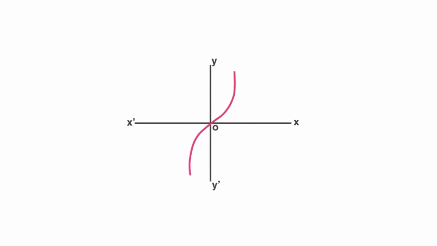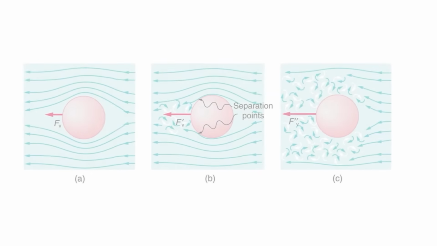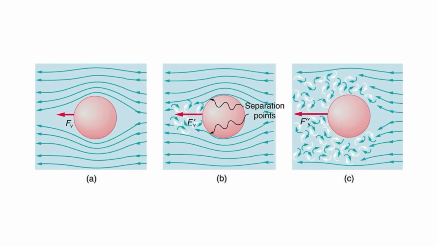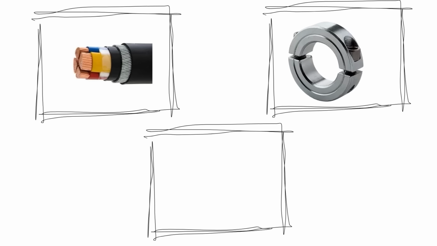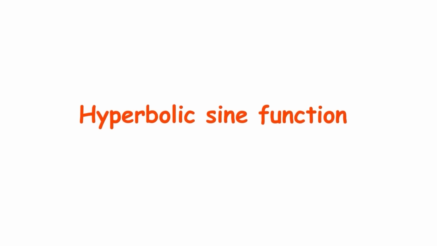They are used to describe physical phenomena, such as the speed of waves or the motion of an object in a fluid. They are also useful for describing the shape of a high-tension cable, a collar, or the architecture of some structures. Hyperbolic sine function.